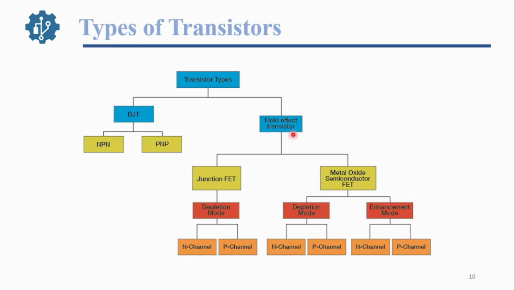Transistor. And field effect transistor is further divided into two parts, junction FET and metal oxide semiconductor MOSFET. Junction FET is further divided into depletion mode, with N channel and P channel. Same as the MOSFET, which is further divided into two parts, depletion mode and enhancement mode. In case of the depletion mode, the depletion layer is already created. In the enhancement mode, you just apply the gate voltage and create the channel in the form of depletion here.